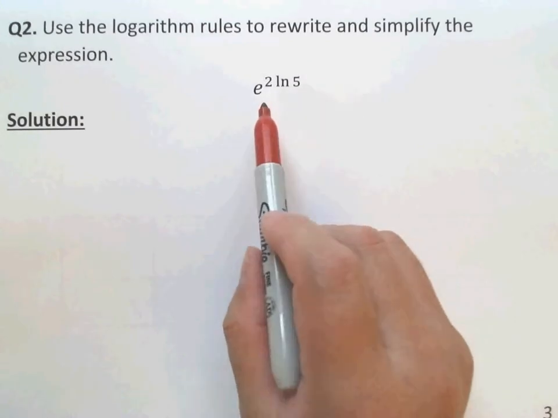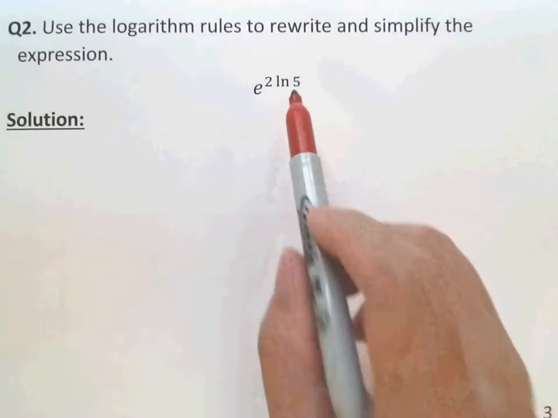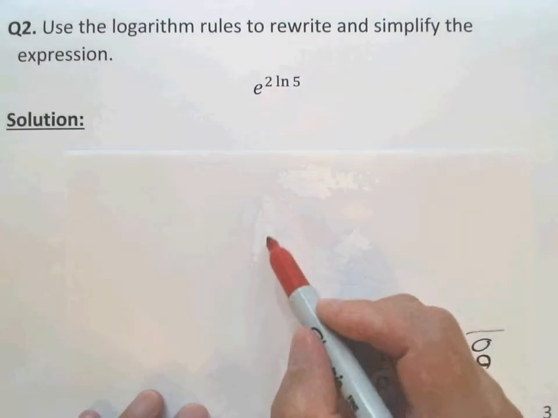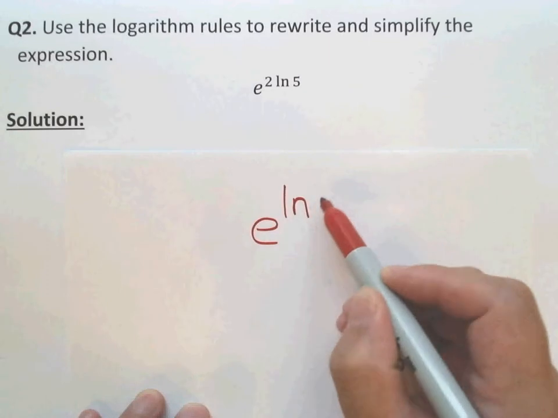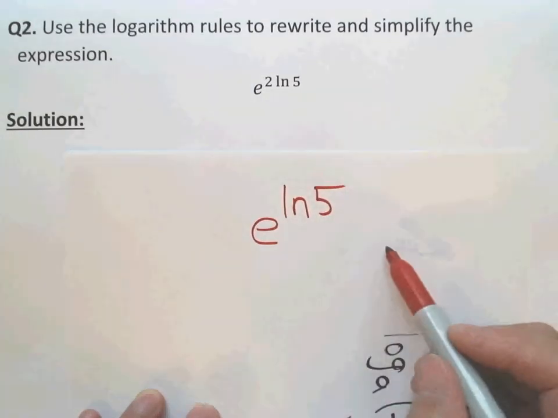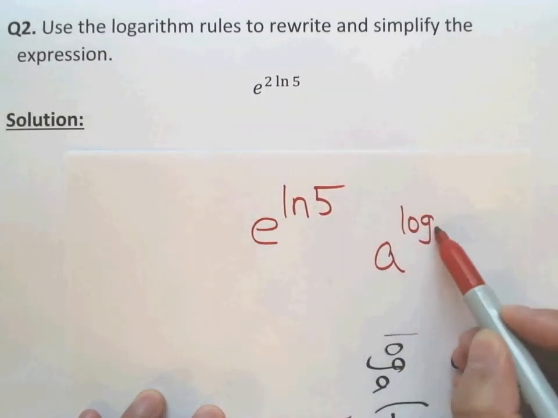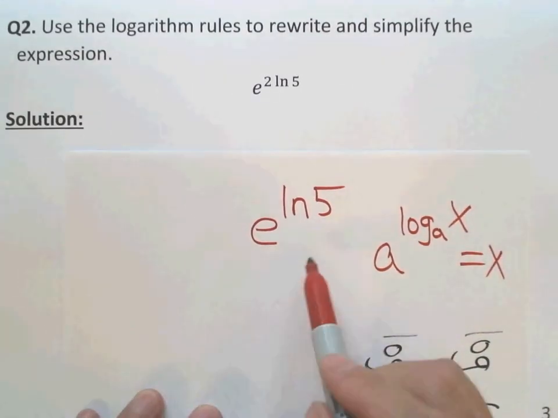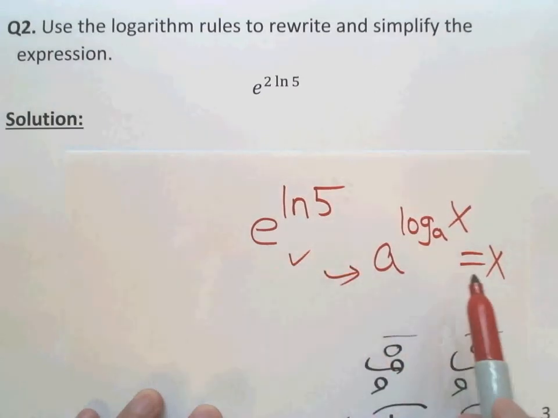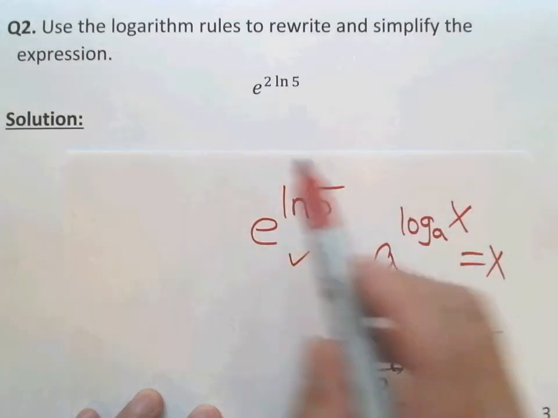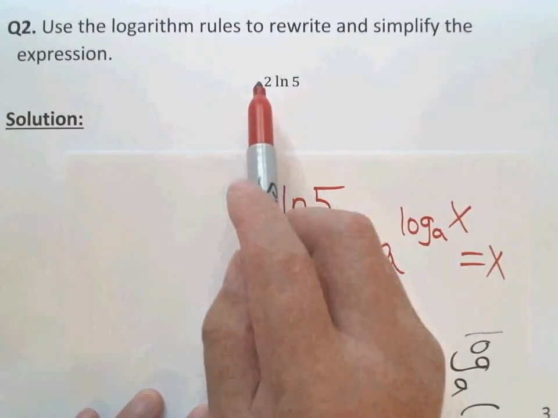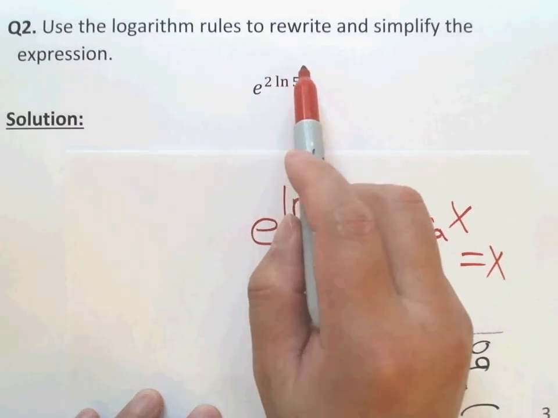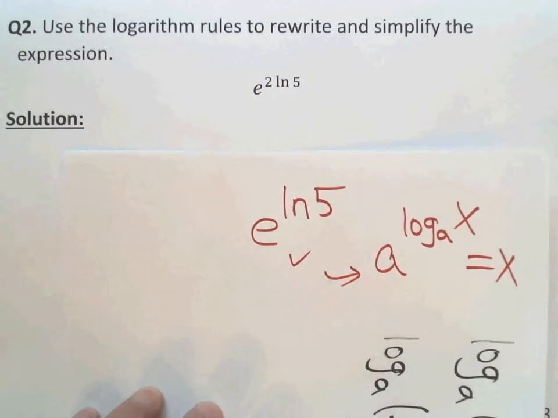Look at this. We have another inverse rule. If we see e to the ln 5, we have another inverse rule: a to the log base a of x equals x, right? If we have this, it's easy to use the inverse rule to simplify everything. However, we have a 2. So how do we deal with this 2? Do you remember the power rule?